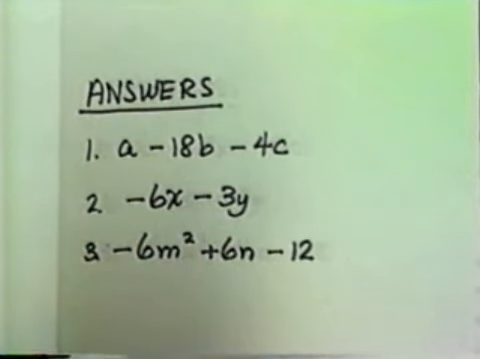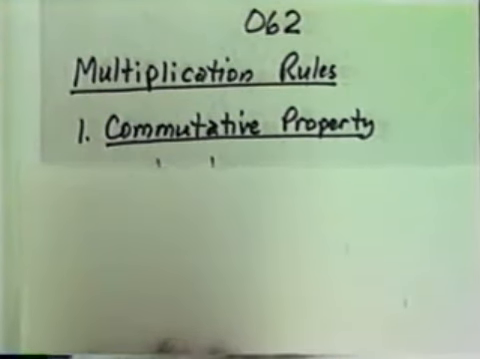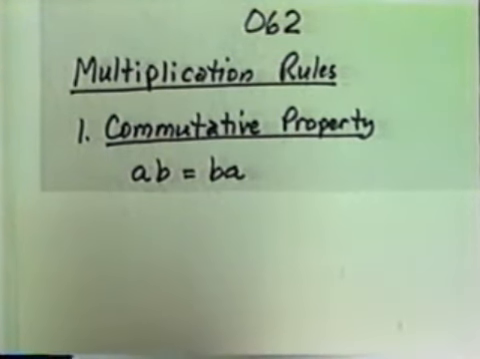Now let's tackle the problem of multiplying by looking first at the multiplication rules. These are some more number system rules to go with the group that we've looked at so far. The multiplication rules that we'll start with are familiar. The commutative property. The commutative property of multiplication says that A times B is the same as B times A. Changing the order does not change the answer. A times B is the same as B times A.